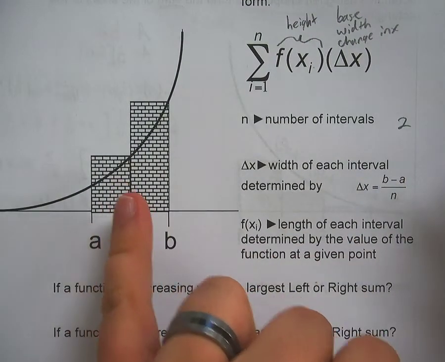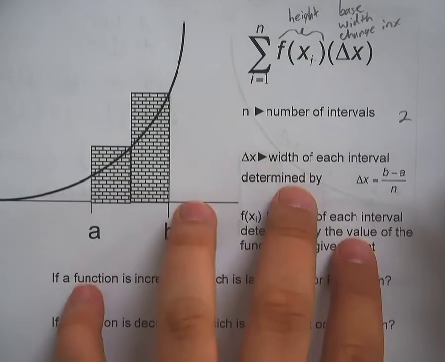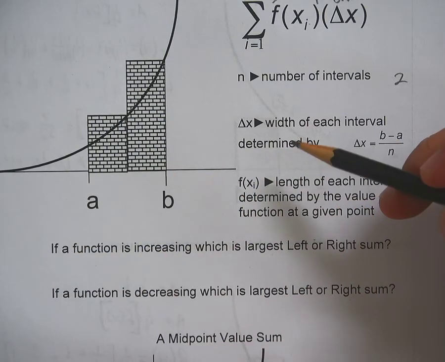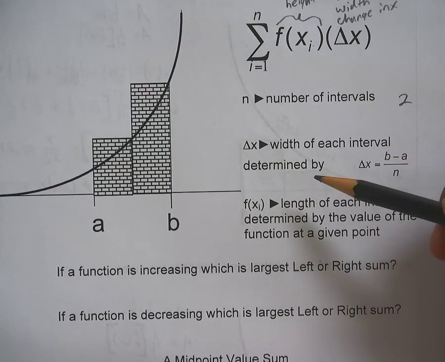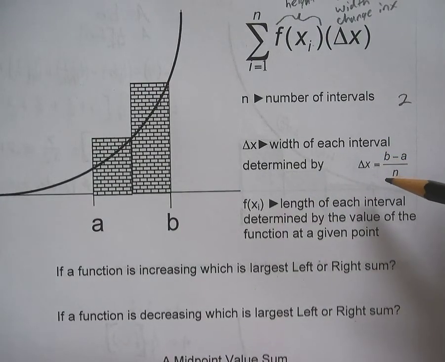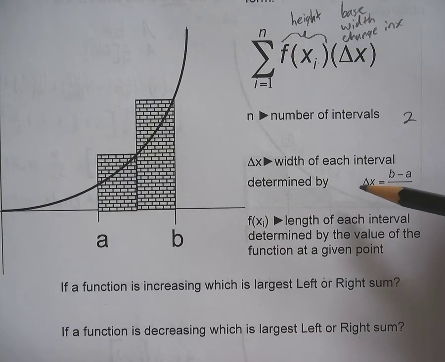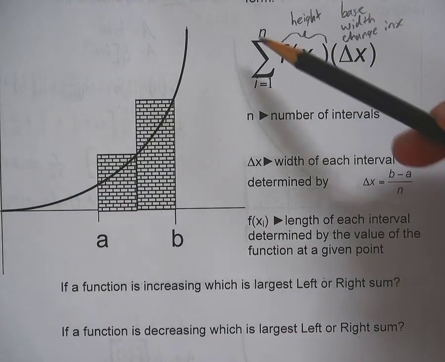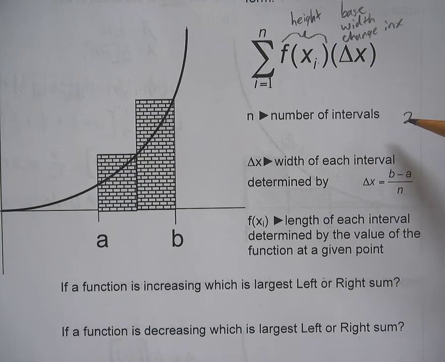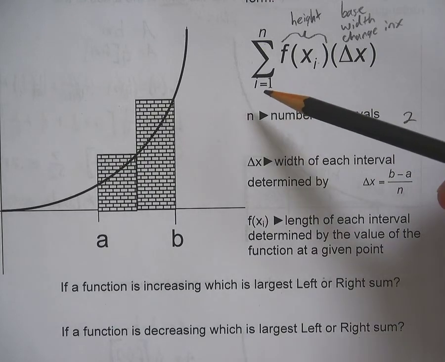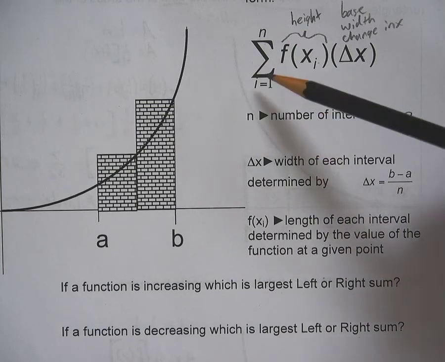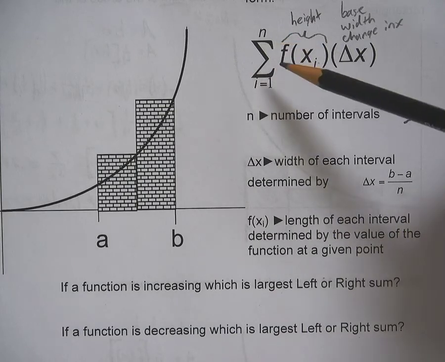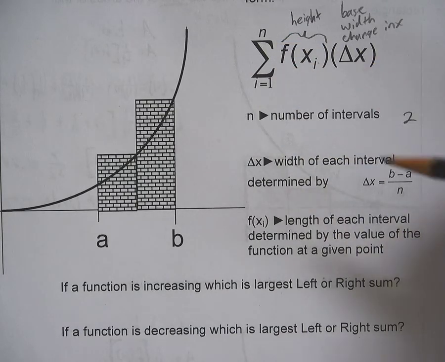And what I'm going to do is just use this as an example for all of these. So delta x is going to be the width of each interval, determined by this guy right here. Again, delta x is your width. Now n, up here, is the number of intervals you have. I equals 1 just means you start your summation at 1 and you go to 2. If you just had 1 interval, then n would be 1. Not much to change there.